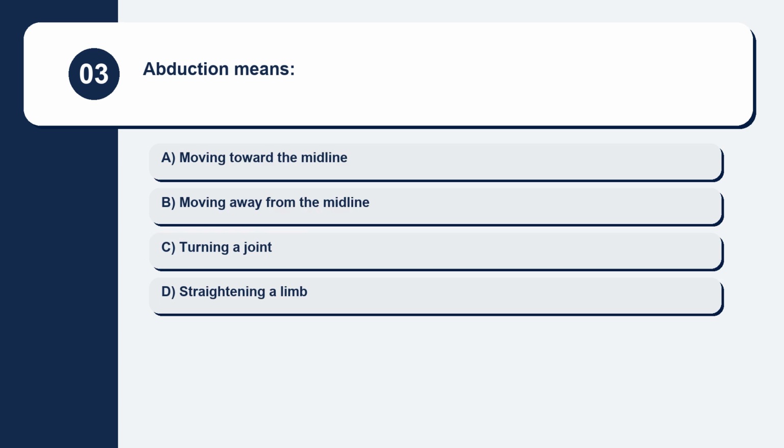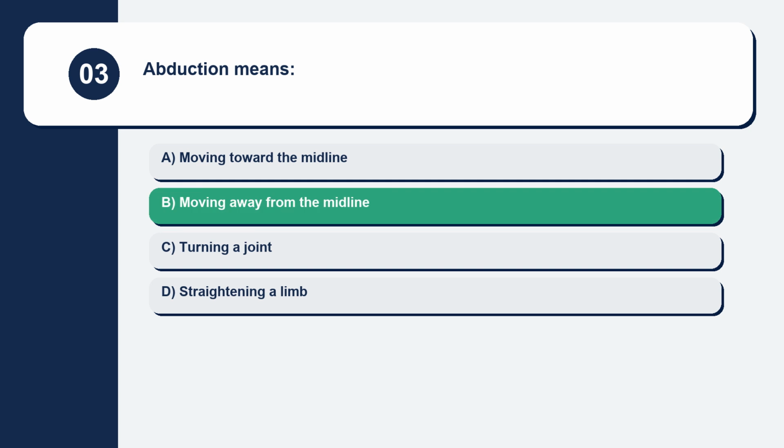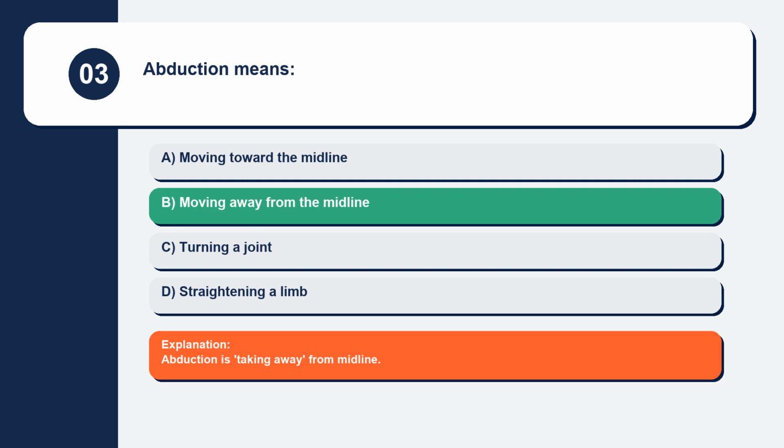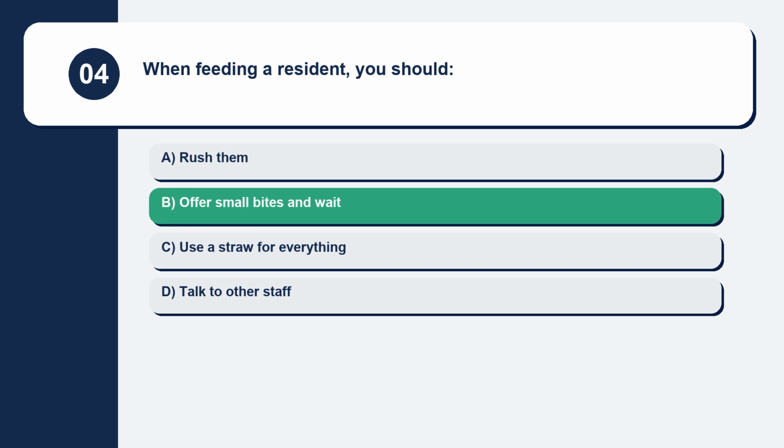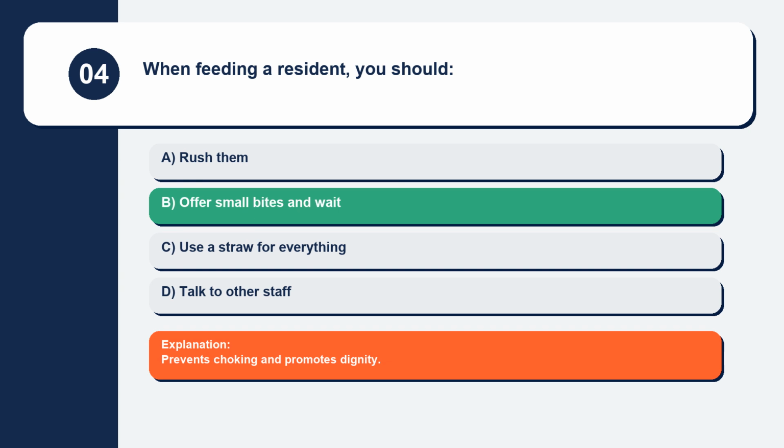Question 3. Abduction means moving toward the midline, moving away from the midline, turning a joint, straightening a limb. Abduction is taking away from midline. Question 4. When feeding a resident, you should rush them, offer small bites and wait, use a straw for everything, talk to other staff. Prevents choking and promotes dignity.